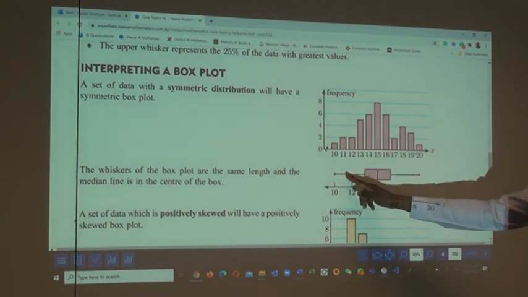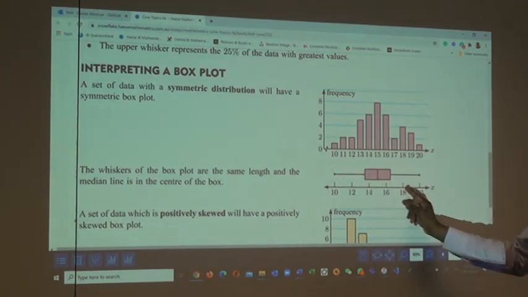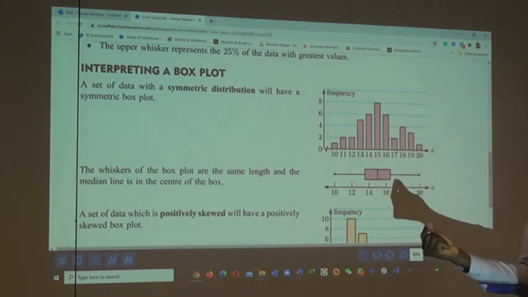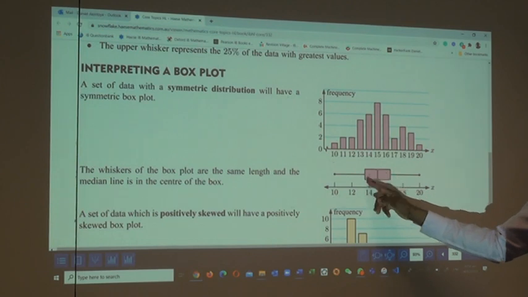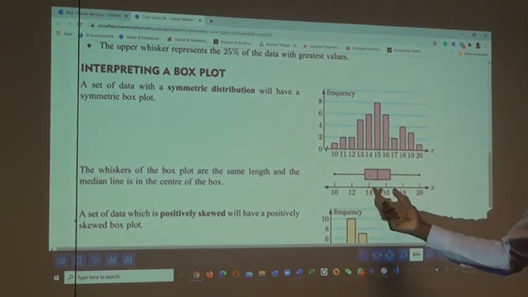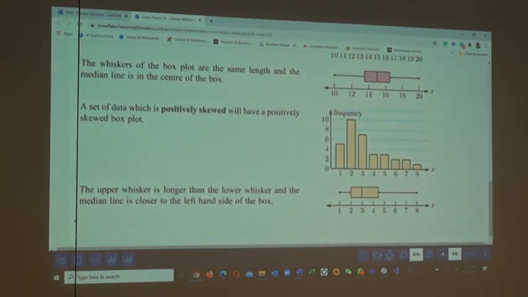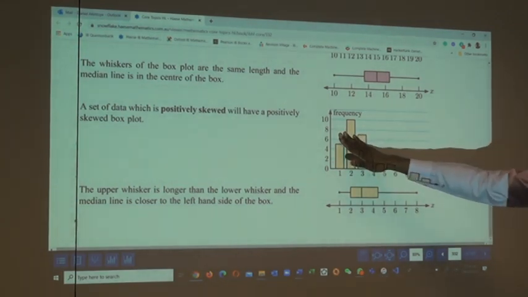Again, the whisker will be the same, and the median, which is the line in between the box, will be at the center. Because it's possible this line that is in between your median may not be at the center of the box. Okay? So then you know you are dealing with a symmetric distribution. If it is positive scale, look at the column graph, what it looks like.